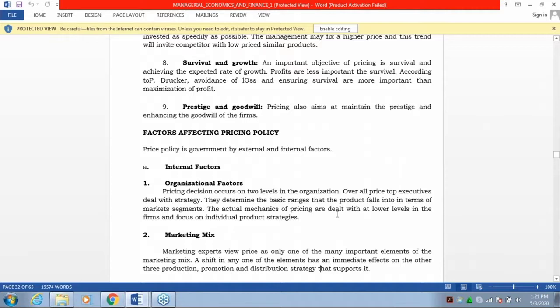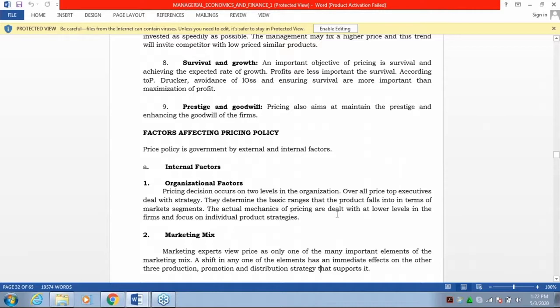That is, pricing decisions occur on two levels in an organization. Overall, top executives deal with the price strategies, and they determine the basic range that products fall into in terms of the market segment. So the actual mechanics of price are dealt with at a lower level in the firm and focus on individual product strategy. Are you getting that?